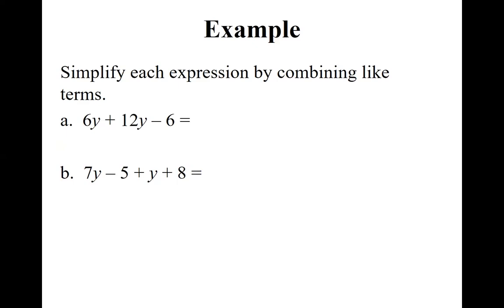In A, we don't have to move anything around. The y's are already next to each other. 6 of them plus 12 of them is 18 of them. So 18y minus 6.